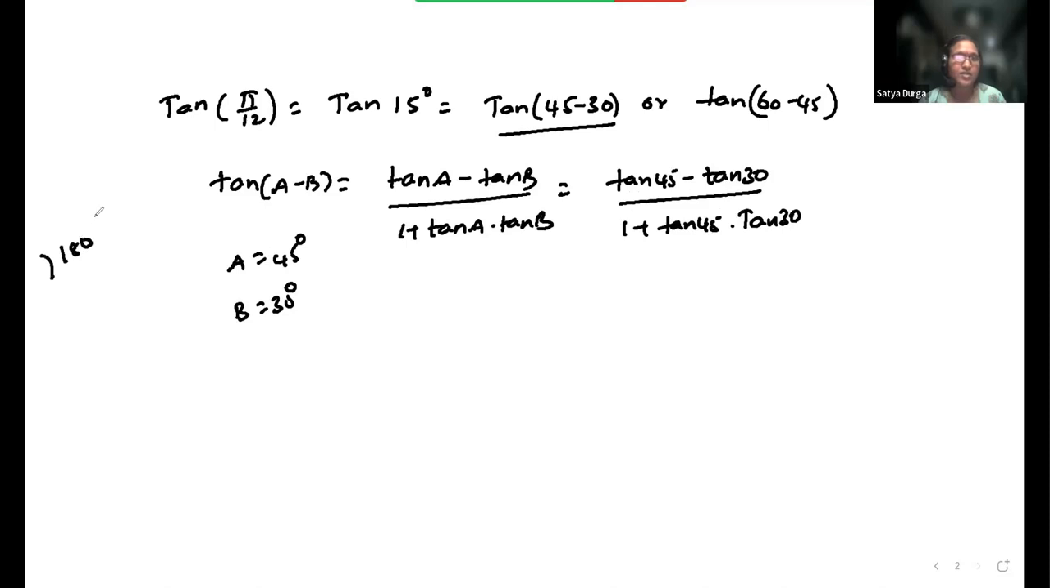180 divided by 12 is 15 only, no? 12 ones are 12. Yeah, 60. Yeah. Correct. 15 degrees.